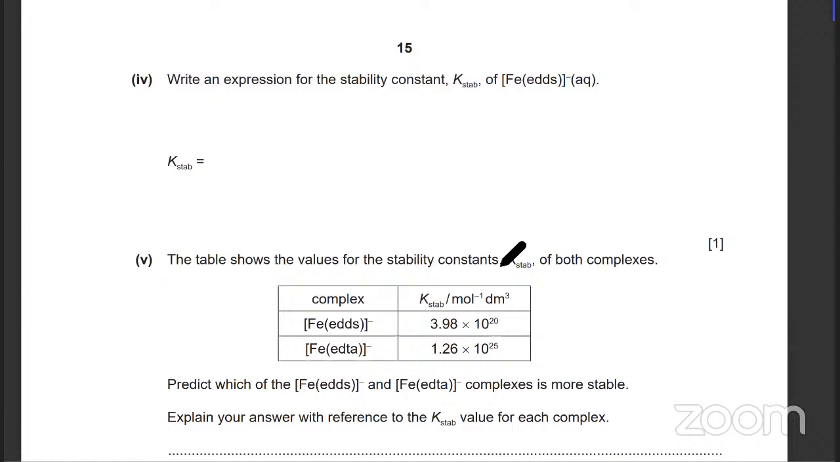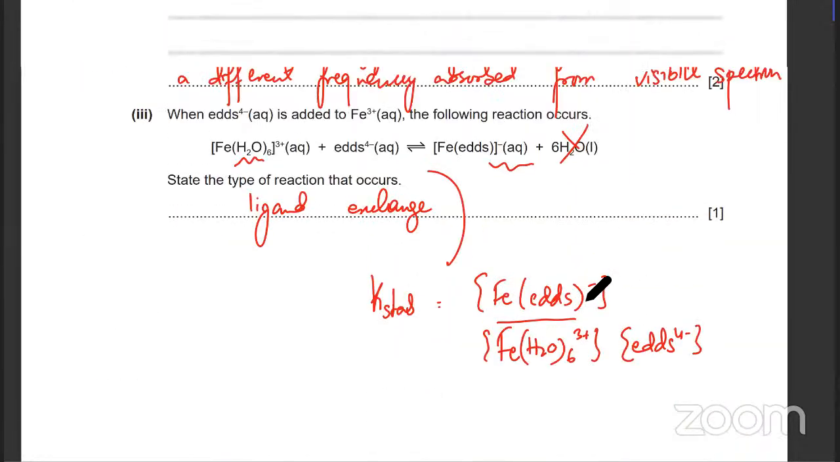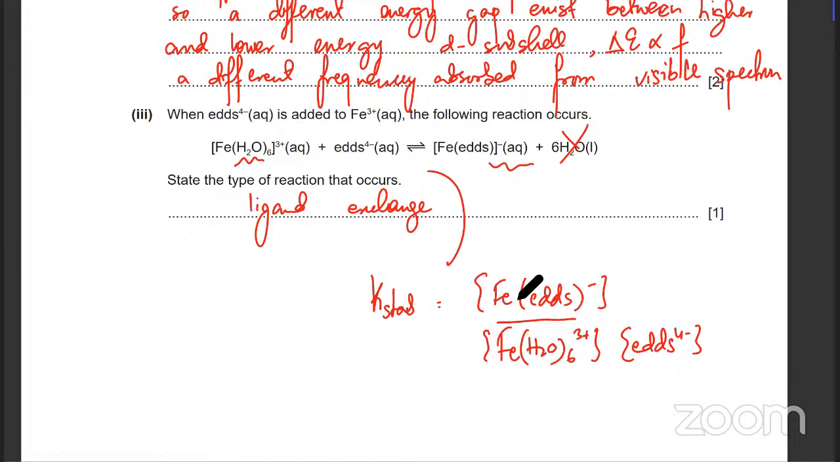And the table shows the values for the stability constant of both complexes. Remember, a higher K stability value means more ligand exchange would happen, so more product would be formed. Explain your answer. Predict which of the complexes is more stable. It's this one. Why? Because it's got a higher value. That's it, 1 mark. So remember, the K stability value is only going to be higher if the numerator is bigger. If the numerator is bigger, that means more product is being formed. This is basically product over reactant concentration.